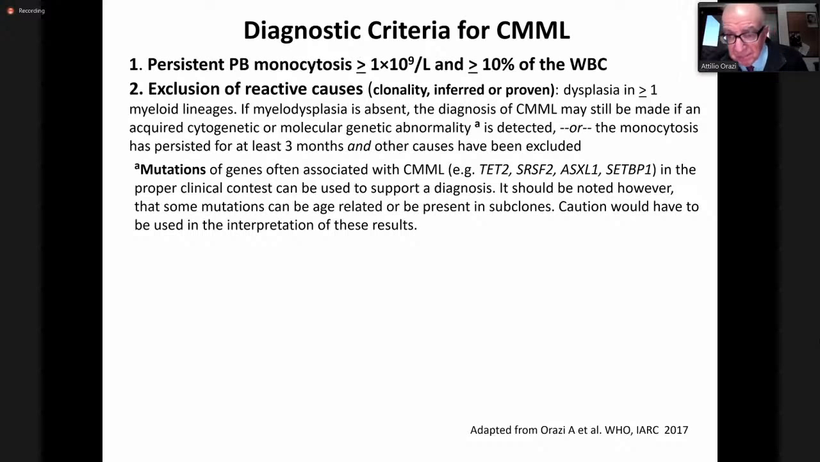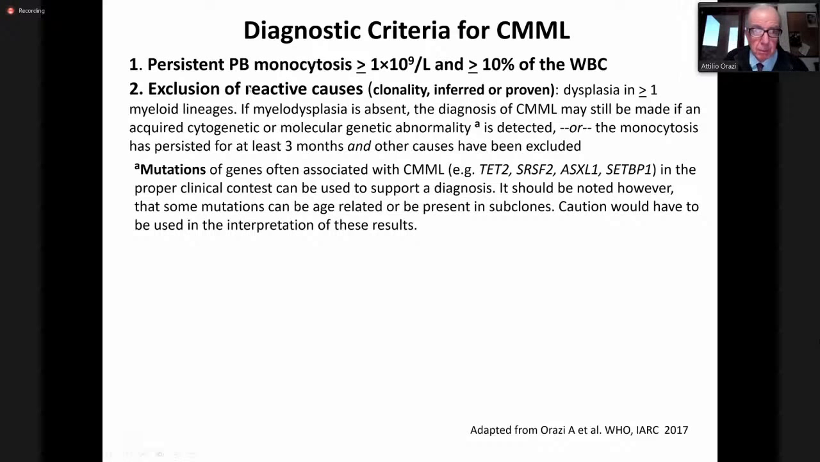Now, if everything fails, you can still infer clonality if the monocytosis has persisted for at least 3 months and other causes have been excluded. So you are convinced now that the patient does not have TB, does not have an autoimmune disease, doesn't have anything else that might be associated with monocytosis. The monocytosis is persistent, is actually increasing in number, the WBC is going up, the hemoglobin is coming down, it's got CMML. So that's a way to do it.